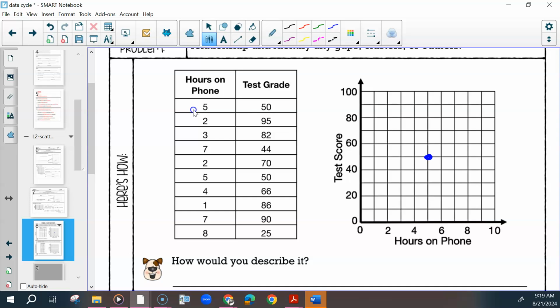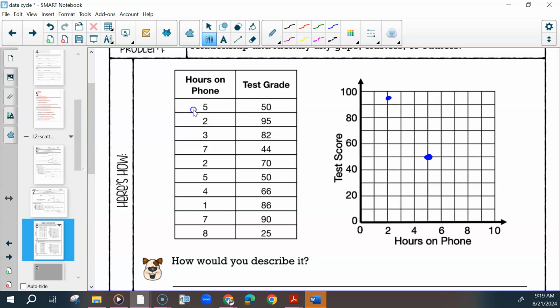We're just going to plot a point there. We're going to do that for all of these points. So if you want to work ahead, go for it. 95 is going to be in between. So I know 90, sorry, let's start over. 2 is right here. 90 would be in between 80 and 100. 95 is going to be in between that.